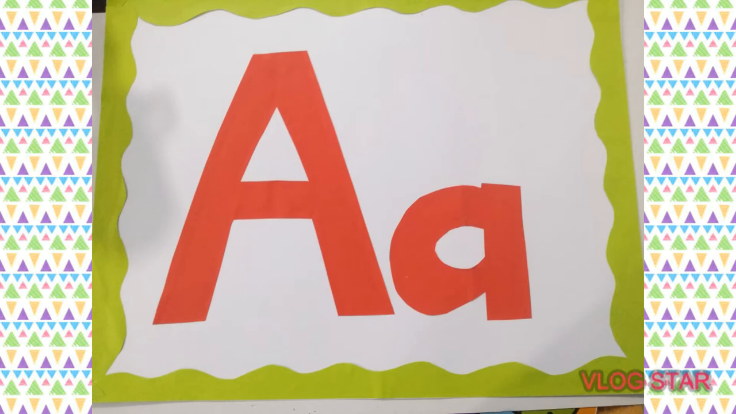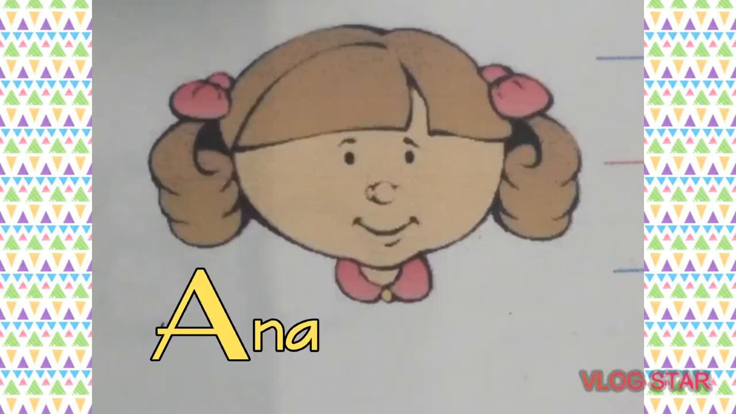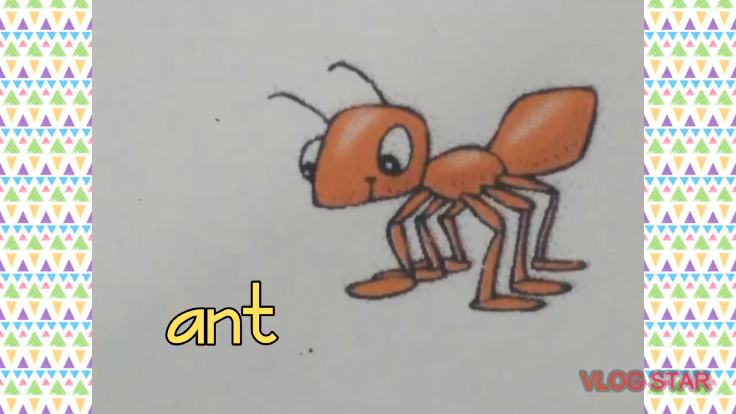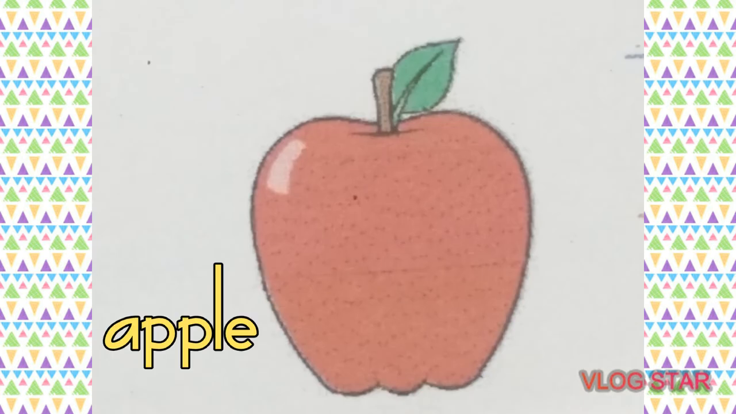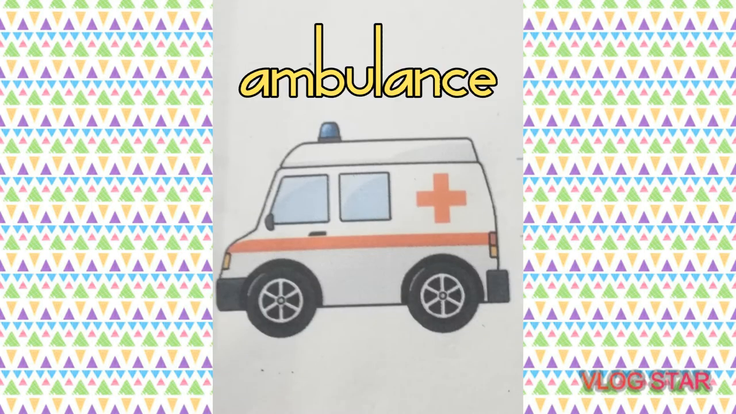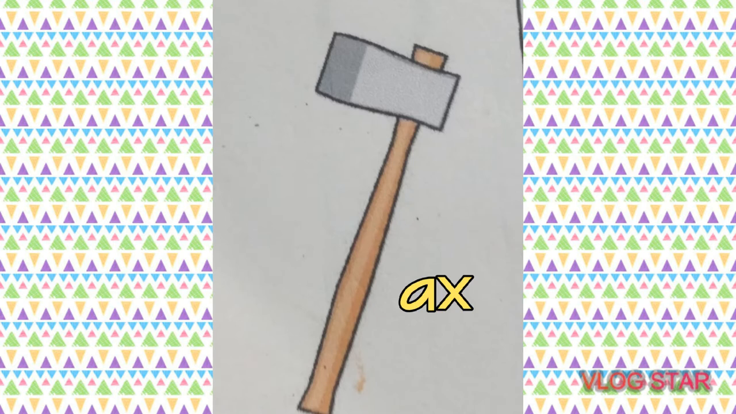Let's do it again. Letter A, sound A, as in Anna. Ant. Aquarium. Apple. Ambulance. And axe.